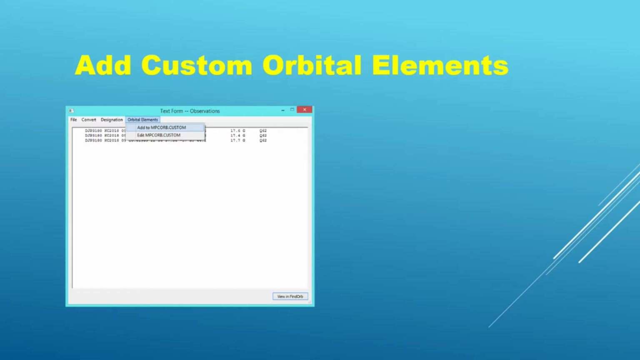The way this works is that you would have your observations of an object pasted into the text form here, and then through this menu here, you then choose this option, so add to mpcorb.custom, and when you invoke that option, it then computes the orbital elements associated with this set of observations and then adds them to the custom orbital element file, and therefore that object will then show up in the known object window.